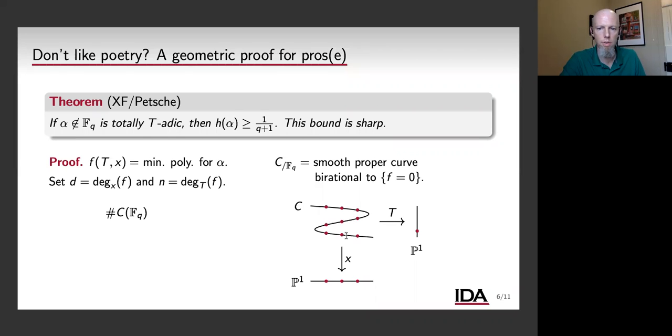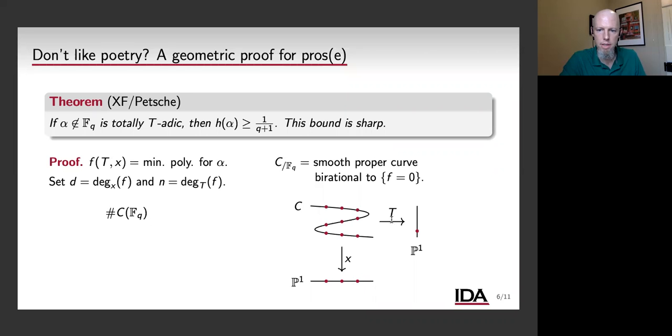So I've got a curve and two distinguished functions on it. And let's define their degrees to be D and N. So D is the X degree, N is the T degree. And there's a reason for this. Remember, the height is T degree over X degree. So N numerator, D denominator, keep it straight that way. And what we're going to do is we're going to use this picture to estimate the number of rational points on C. Okay. So the way we'll do it is this.